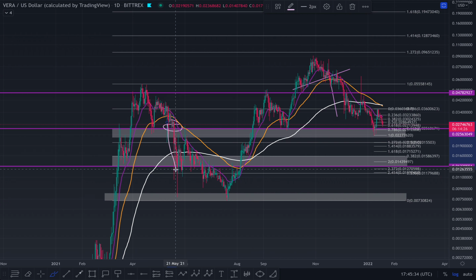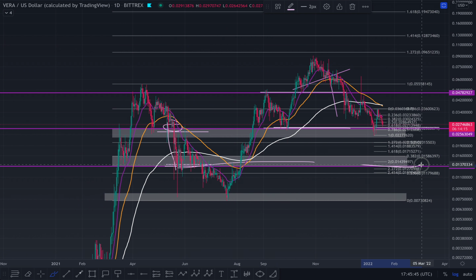Where did you find support? Down here. So if you lose this support, we're going to this support. Just like when you lost this support over here, you're going to this. So same thing, if you lose this, we're going to this. So down here, roughly at this 2 target, even lower than this 0.382.